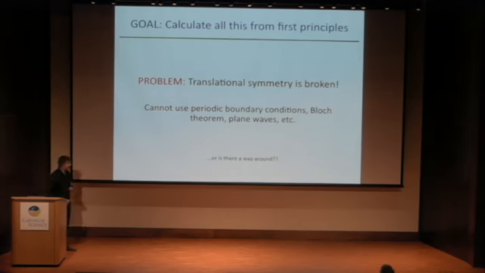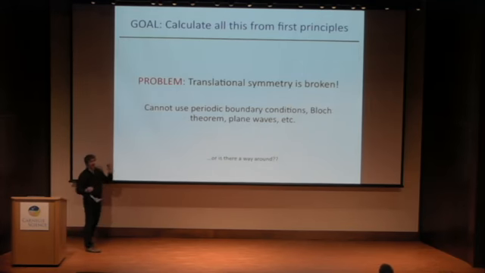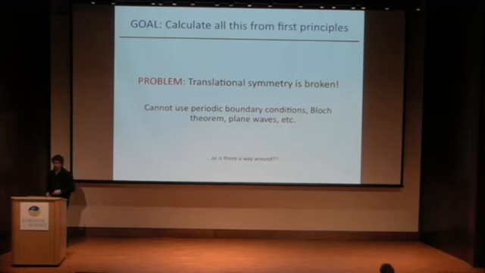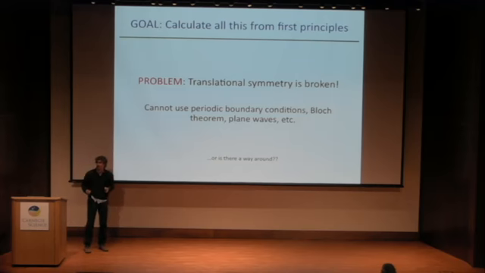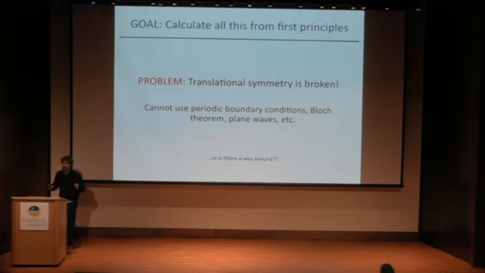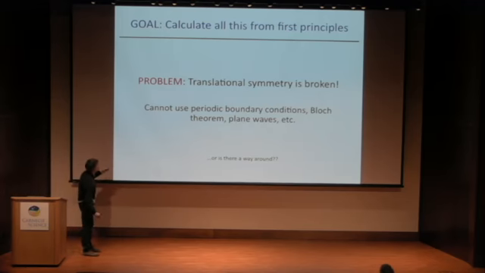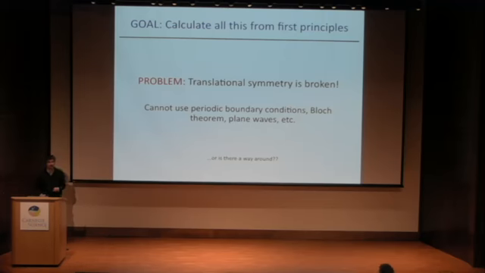So this is very hand-waving. The goal is to calculate all this from first principles. And we have a very big problem from first principles, because translational symmetry is broken by a strain gradient. So at first sight, we cannot use periodic boundary conditions, Bloch theorem, plane waves, etc. We need to find a different way to proceed, and this is essentially what this talk is about.